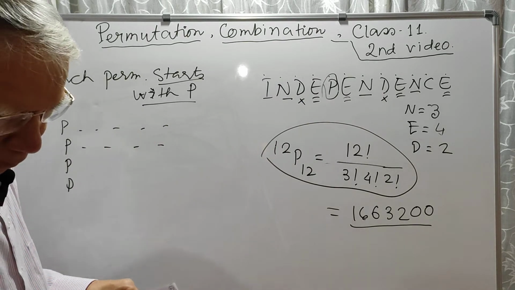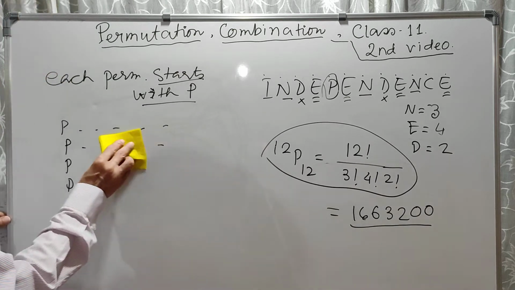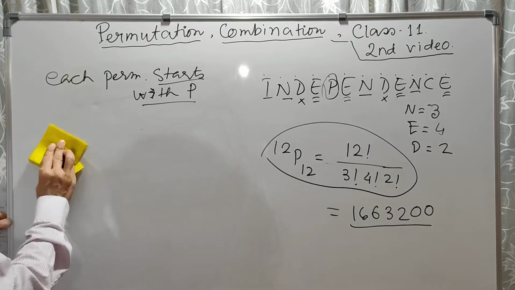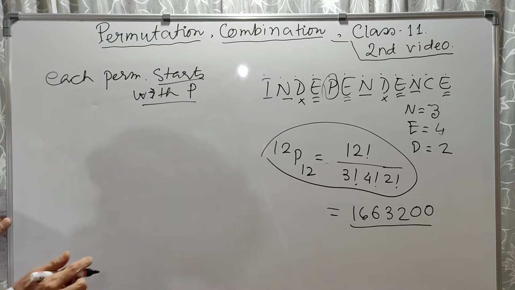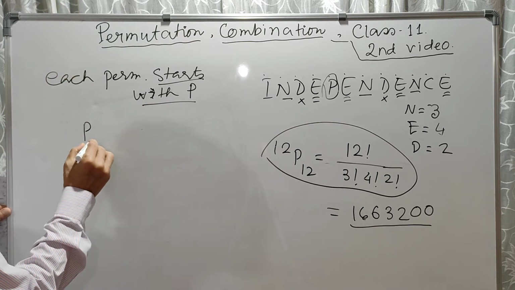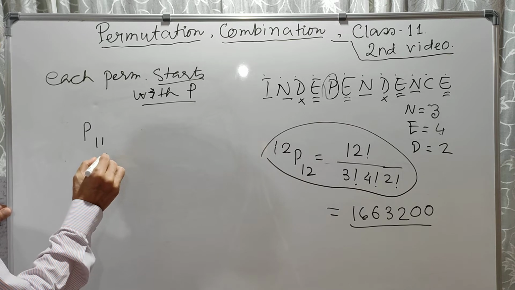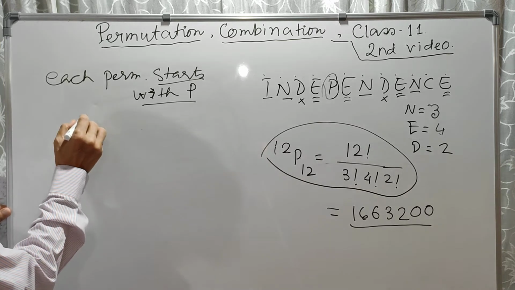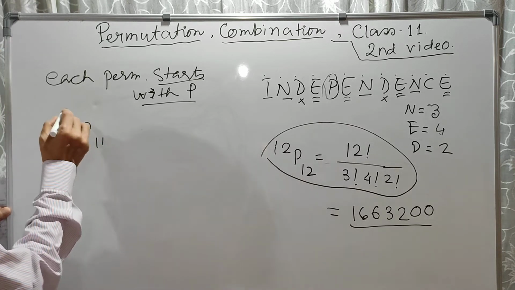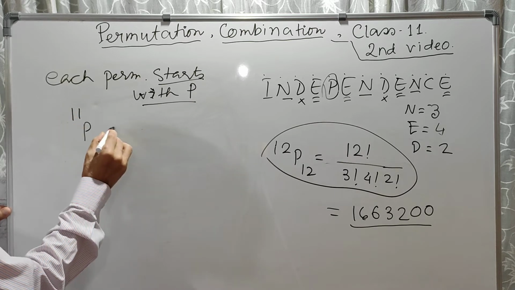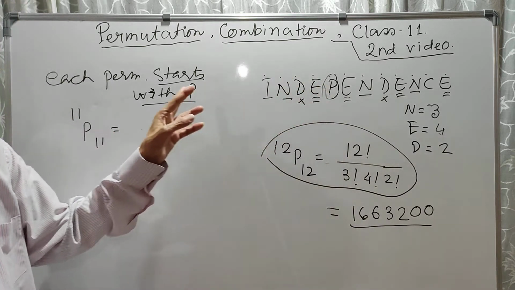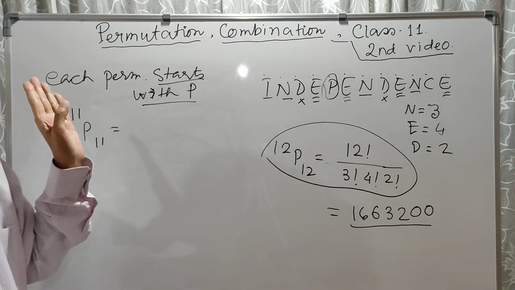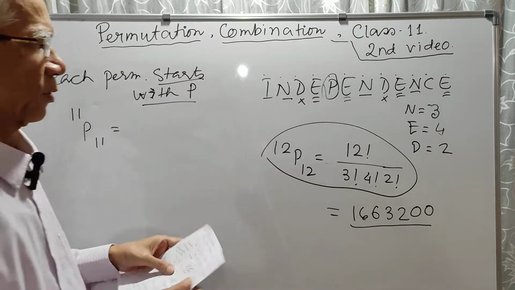So for this type of problem, you take that P out. If you take P out, then there are 11 letters, isn't it? So take the permutation of 11 letters, taking all at a time. So 11P11. Since P has a constant position, the first position, take P completely out.